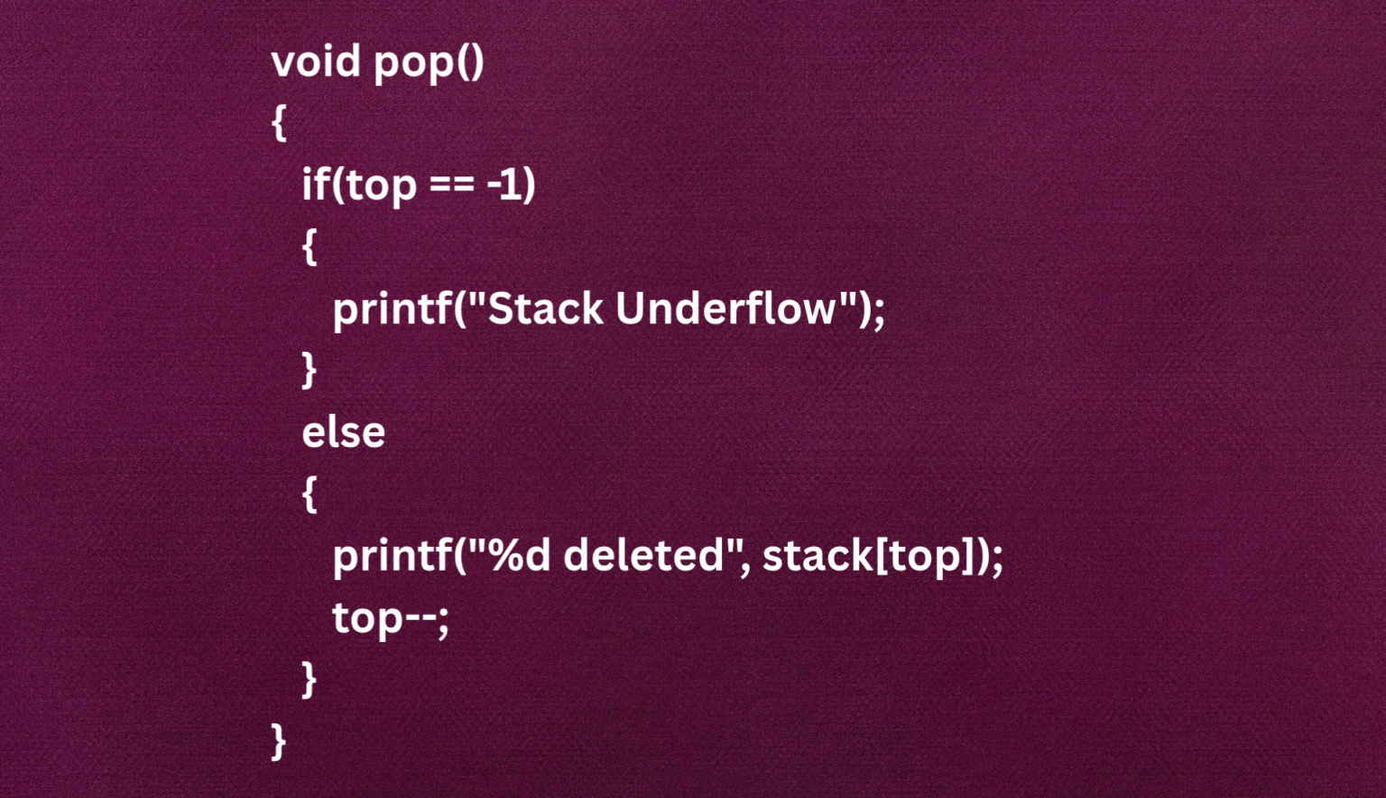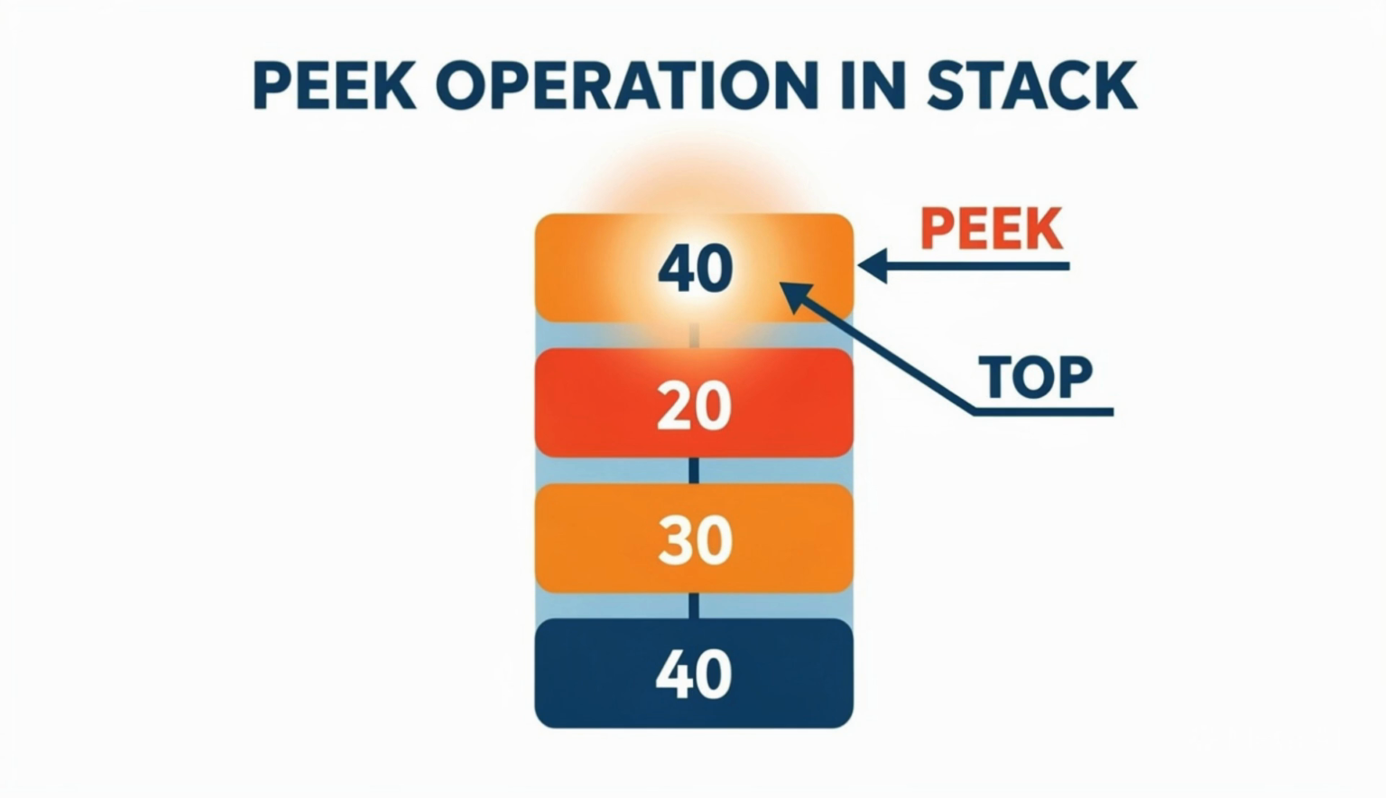This is the example for pop operation. If top is -1, stack is empty. Otherwise, top element is deleted. After deletion, top decreases.